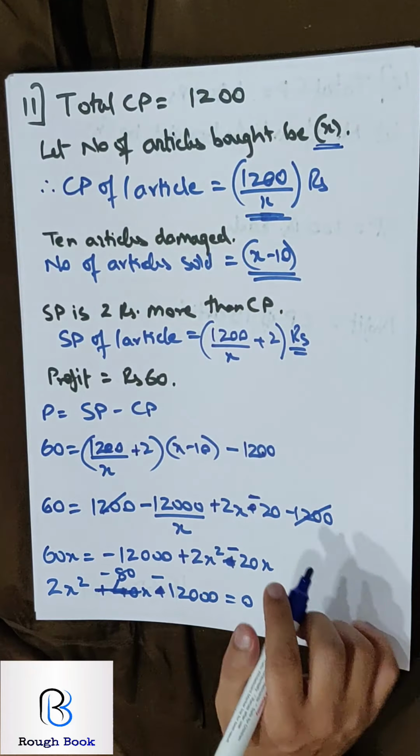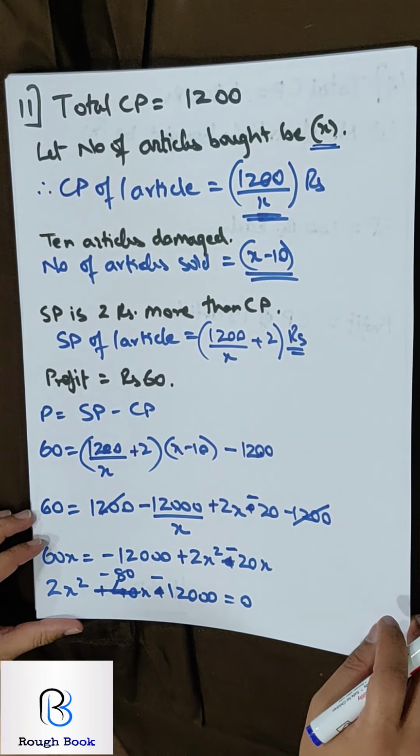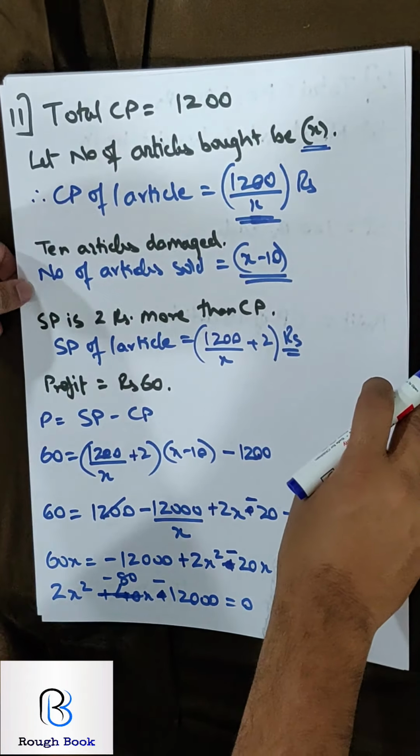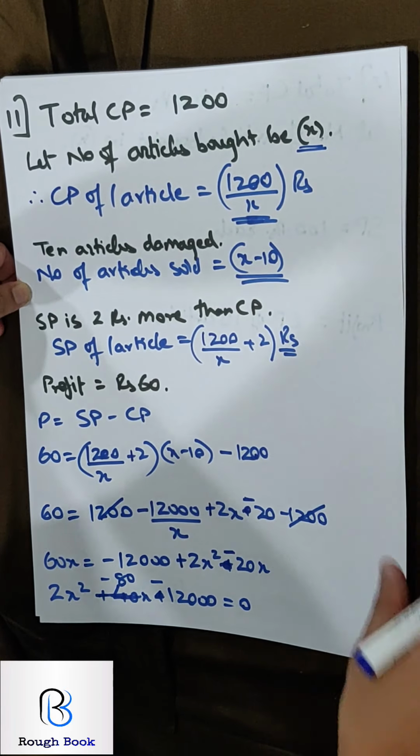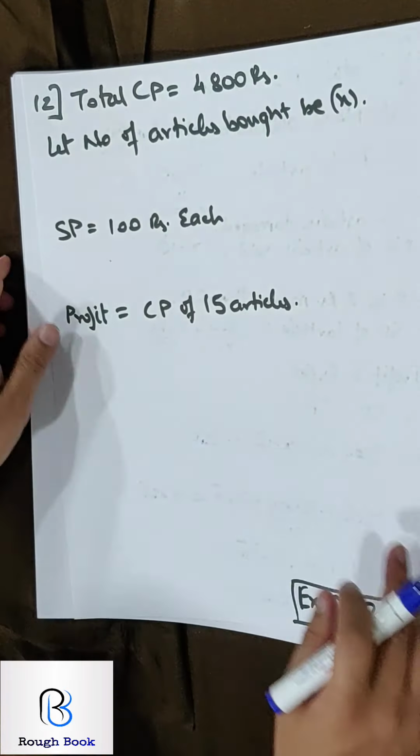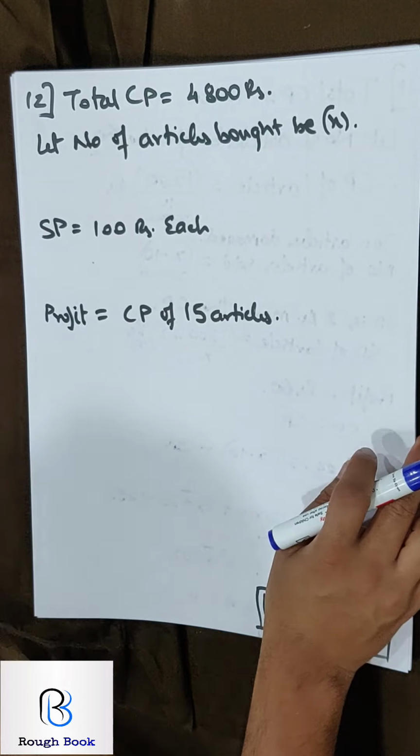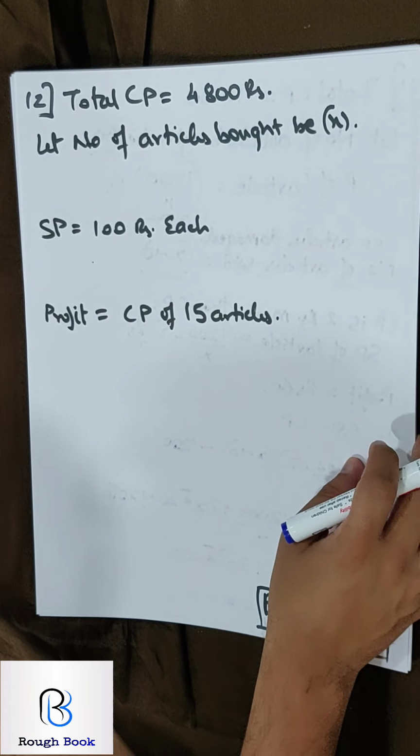It's a good question, but a small silly error from my side. We wasted the time and energy on that. Let's try one more, sum number 12, everyone. Last question. This is comparatively simpler, I guess.